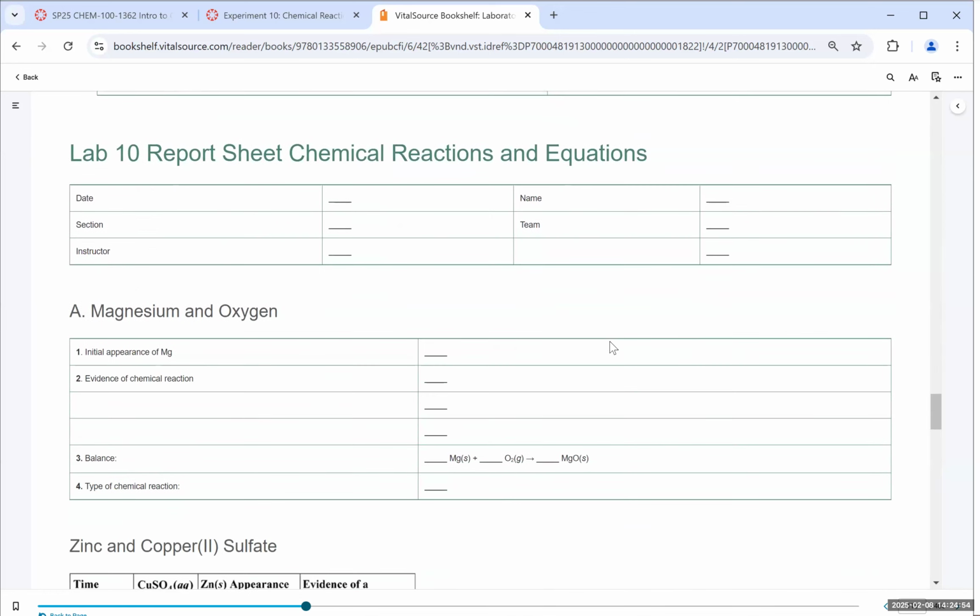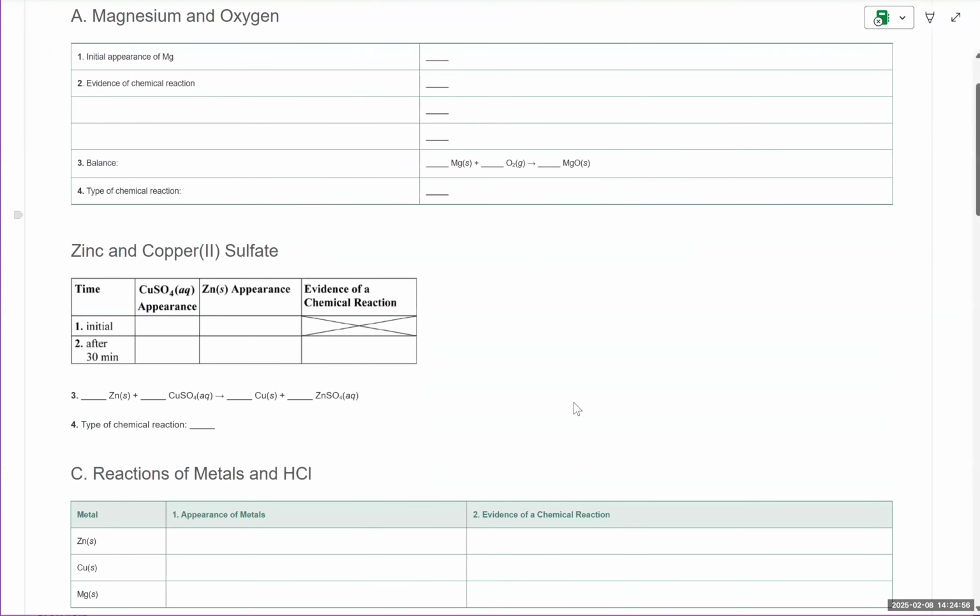And then we have the report sheet, which I've taken the liberty of translating and placing into my drawing program. That way, as we work through this experiment, we are able to write down our observations onto our report sheet.